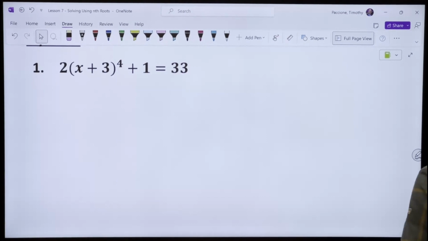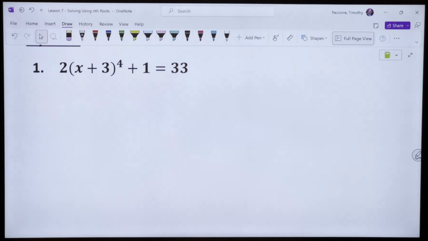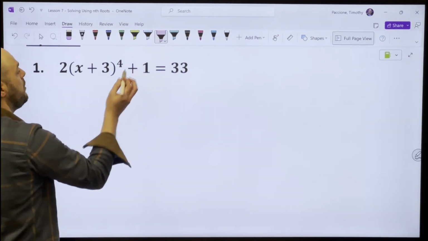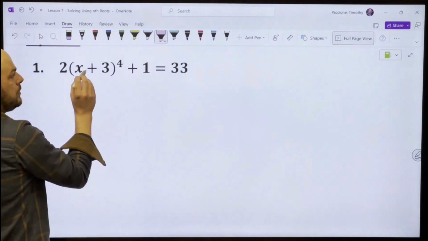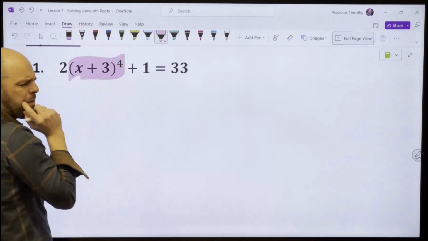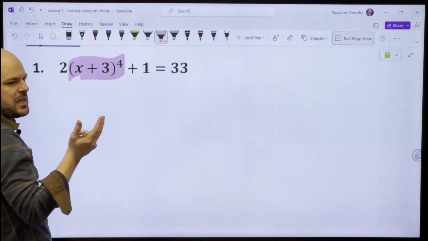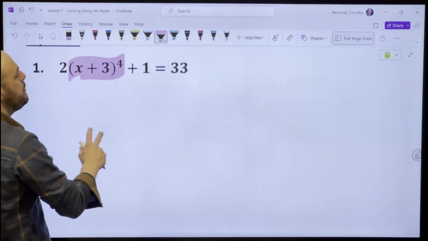All right, let's look at this example real quick. Now, it's all about isolating the power, right? What's being raised to a power here? x plus 3 over 4. By the way, how many solutions do we expect? 2. 2, right? It's nice to make that prediction at the beginning so you can kind of be prepared.